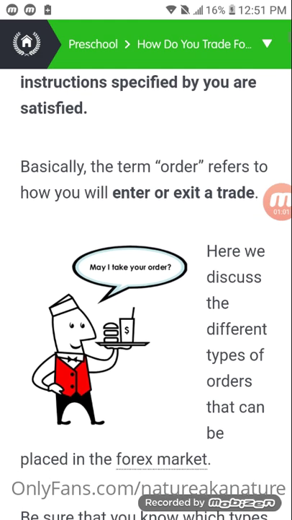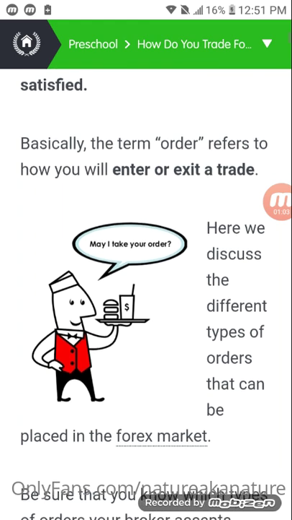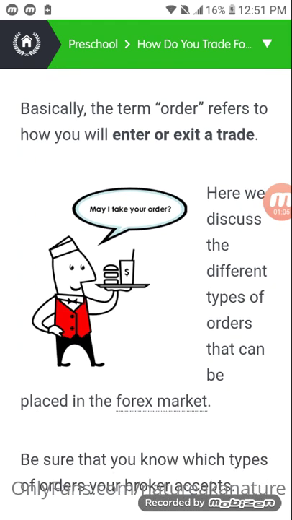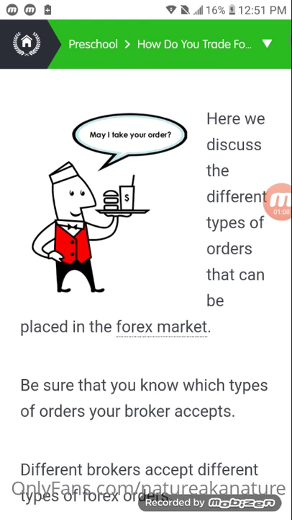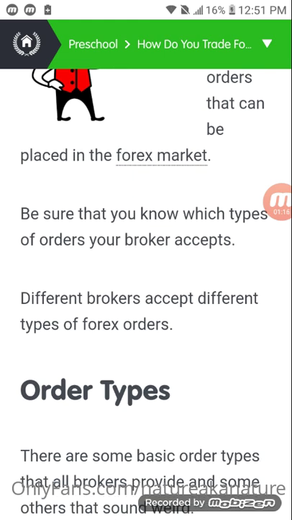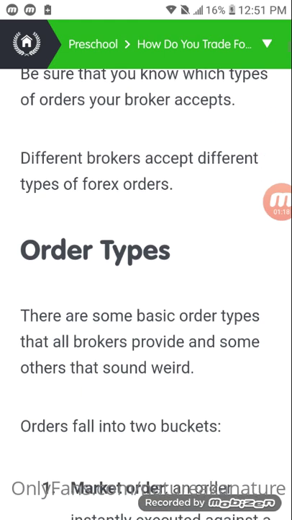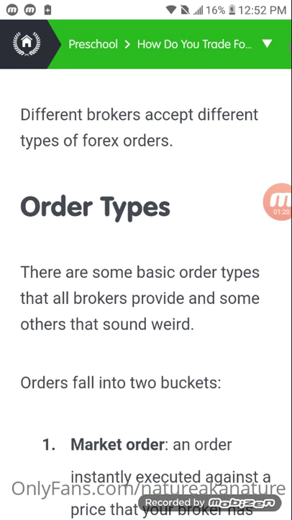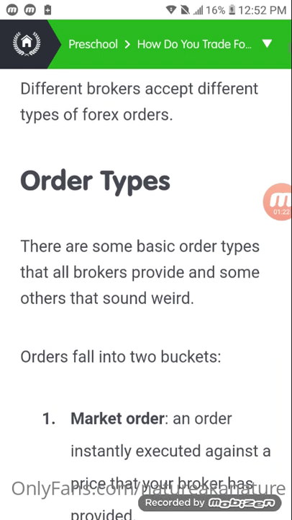Here we'll discuss the different types of orders that can be placed in the Forex market. So, may I take your order? Be sure that you know which types of orders you are comfortable with, and that your broker accepts. Different brokers accept different types of Forex orders. There are some basic order types that all brokers provide and some others that sound weird.